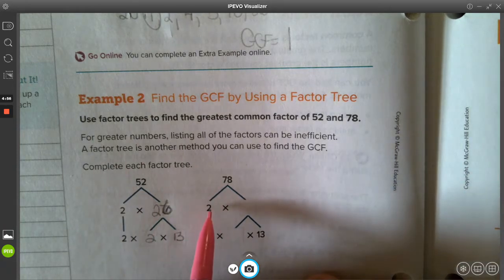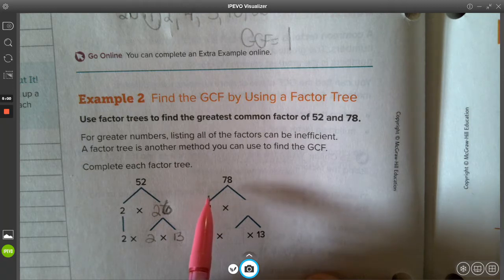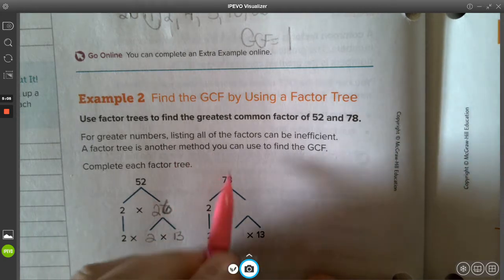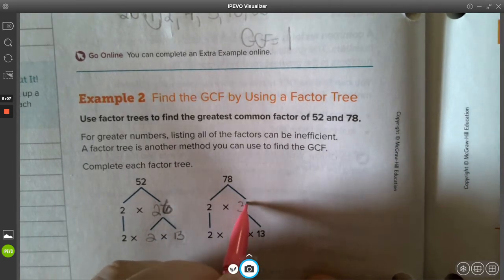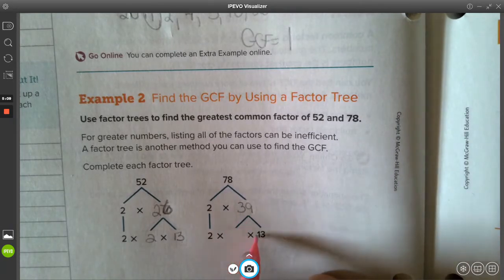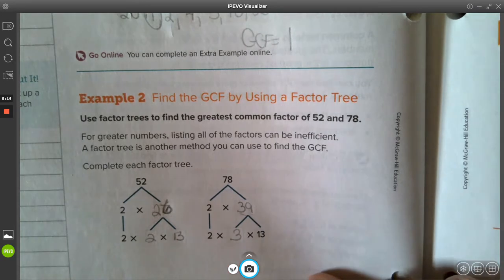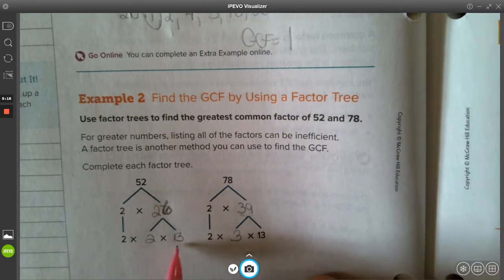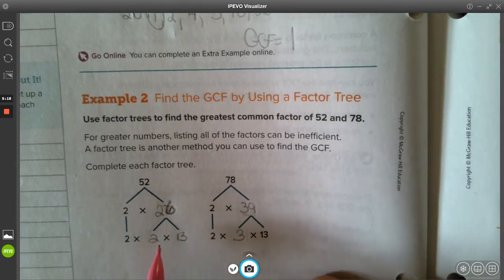78 divided by 2. 70 divided by 2 is 35. 8 divided by 2 is 4. So this would be 39. Okay, so then we would say how many times 39 would we get? That would be a 3. Okay, so now we have these prime numbers. All of these are primes.